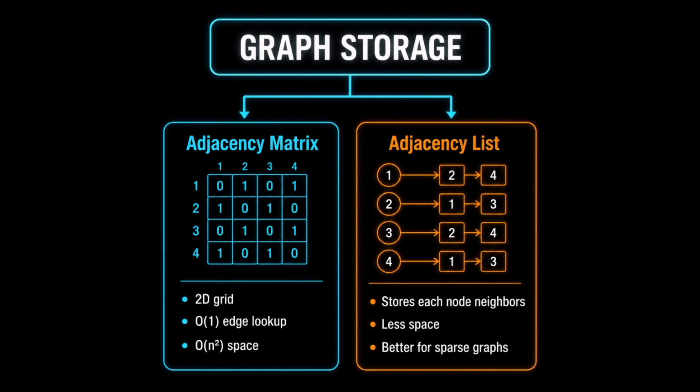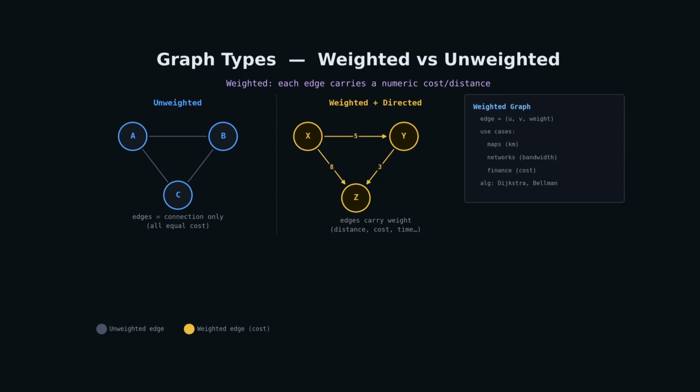There are two common ways to store a graph. An adjacency matrix uses a two-dimensional array. It provides O(1) edge lookup but requires O(n squared) space. An adjacency list stores the neighbors of each node. It uses much less memory and is more efficient for sparse graphs.